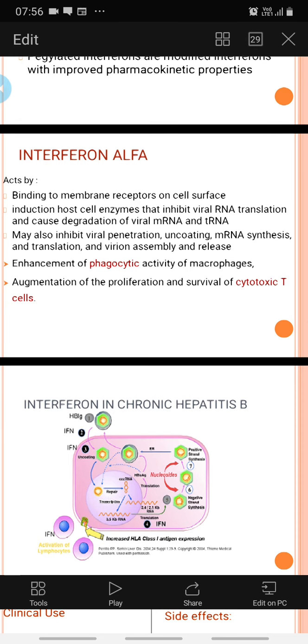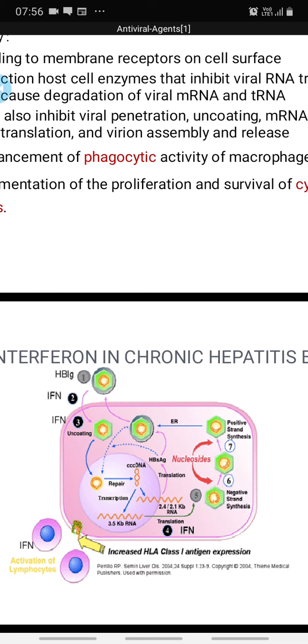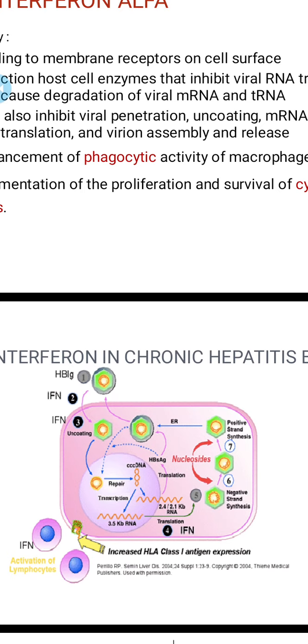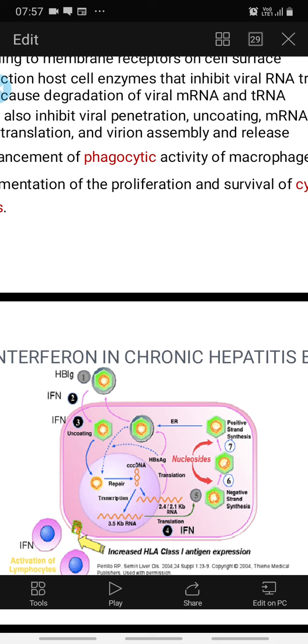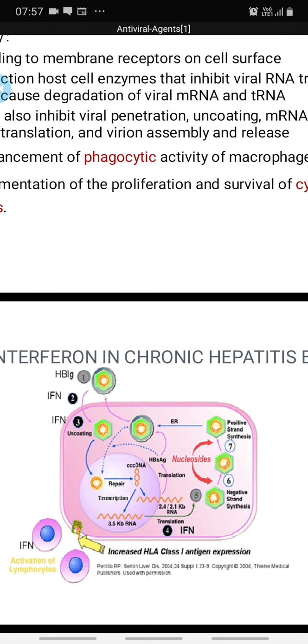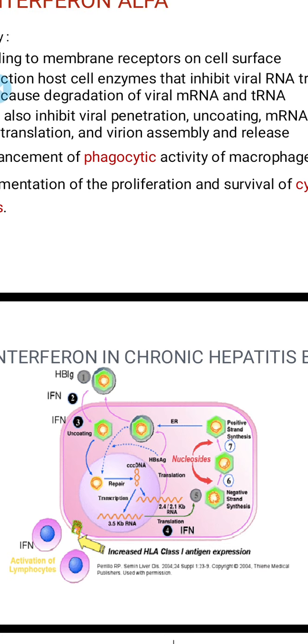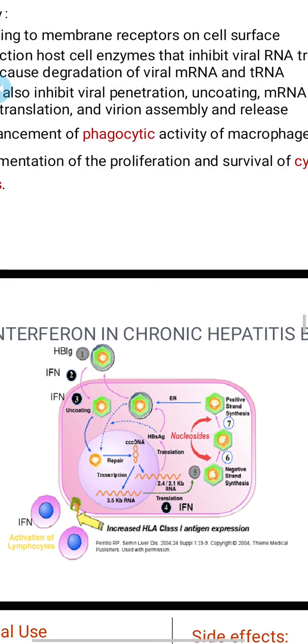How does this interferon act in chronic hepatitis B? The first step is entry, then uncoating, then positive strand synthesis, negative strand synthesis, translation, replication, and then maturation of the viral protein from the new viral particles, then activation of the lymphocytes. So all steps can actually be inhibited by interferon. Translation is inhibited, uncoating is inhibited, strand synthesis is inhibited, transcription is inhibited, and the activation of the lymphocytes aggravates their action.